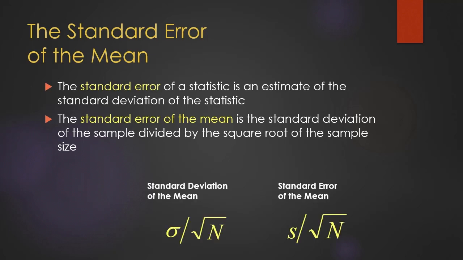Here's the formula for the standard deviation of the mean. But if we don't know the standard deviation of the population, and we seldom know that, then we're going to need to estimate that standard deviation with the standard deviation of the sample. If we divide the standard deviation of the sample by the square root of n, that provides for us an estimate of the standard deviation of the mean. And to distinguish between the two, we call that estimate the standard error of the mean.